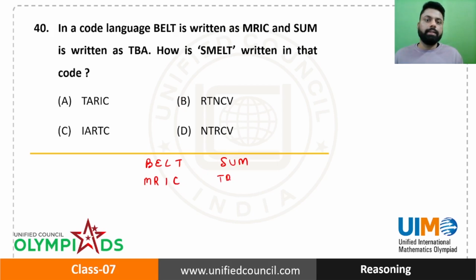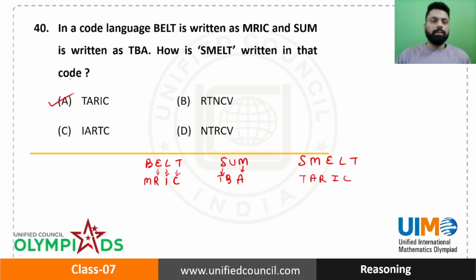Sum is written as TBA. What is the code of how SMELT is written in that code? So if we just try to understand this particular scenario, S is represented by T, M is represented by A, E is represented by R, L is represented by I, and T is represented by C. C-A-R-I-C. A option is the correct answer.